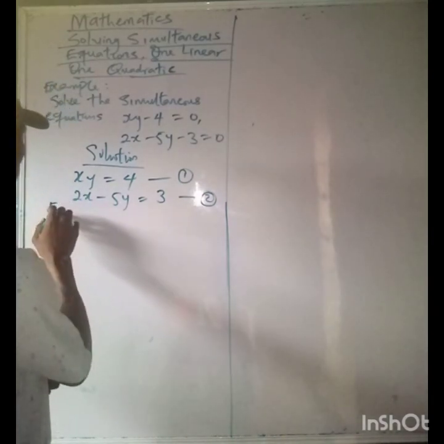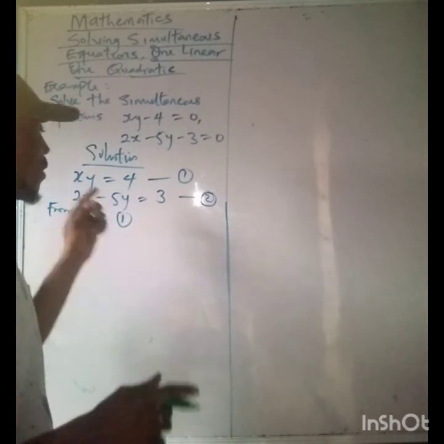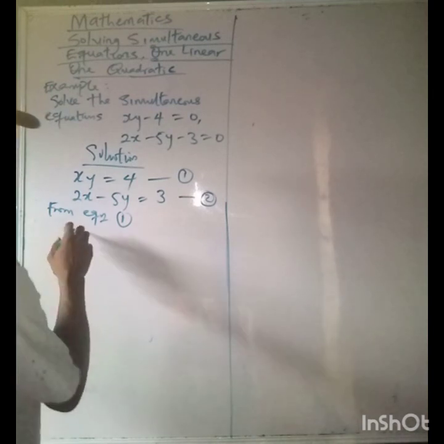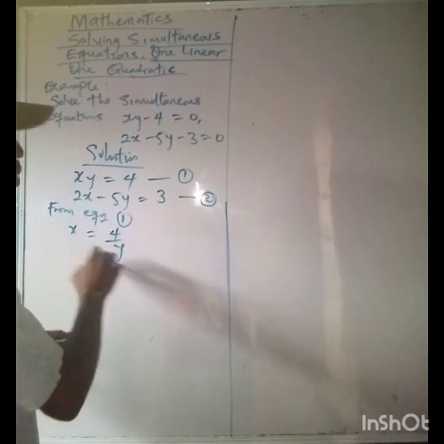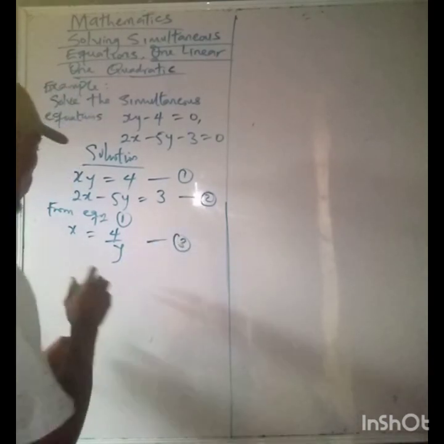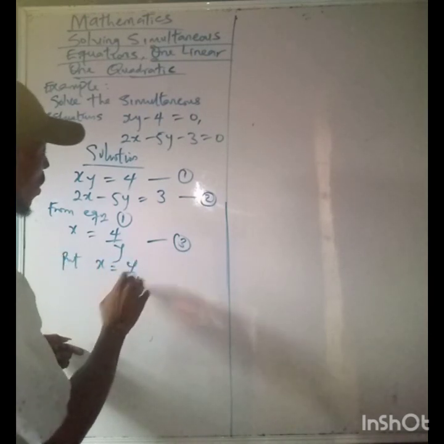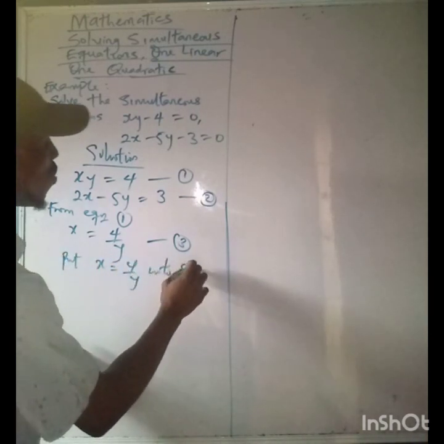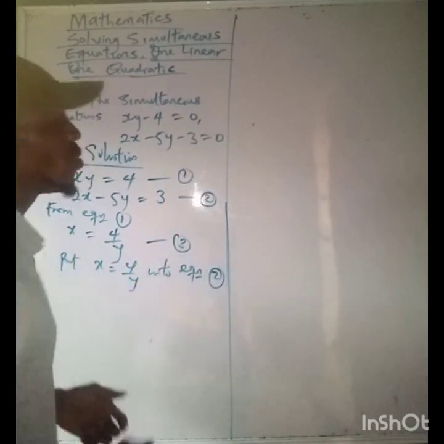From equation 1, let's make x the subject of the formula. Then we have x, when we divide through by y, equals 4 over y. Label this as equation 3. We got equation 3 from equation 1, so let's put this in equation 2.